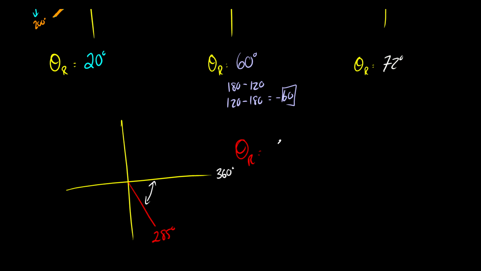So this is just going to be 360 degrees minus, that looks like a 5, I'll fix that, 360 degrees minus 285, and we know that this is just going to be equal to 75 degrees. So that's the reference angle right there, 75 degrees, because that is the distance between 285 and 360.